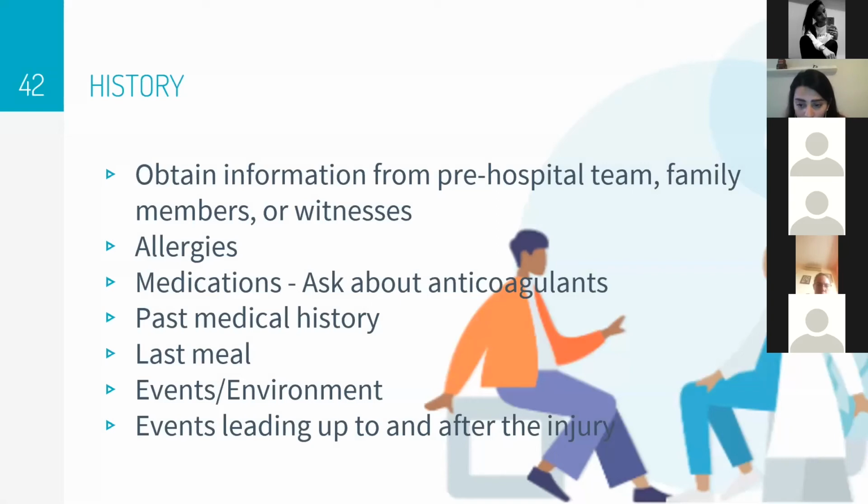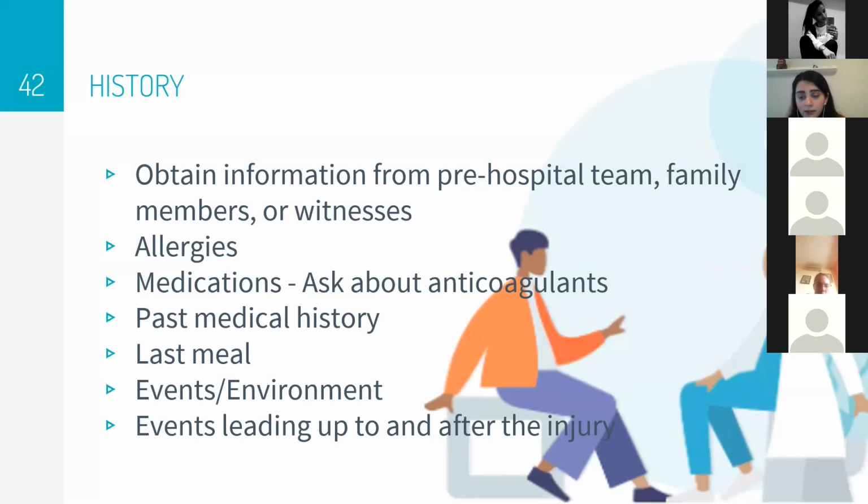So the primary survey was a brief exam to see if the patient was unstable and needed intervention. Now we're going to get into details. If your primary survey was significant and your patient's really stable, you can abbreviate the secondary survey while you get the patient to imaging or to the OR or anything like that. So you need to obtain information from your pre-hospital team, any family members or witnesses of the event.